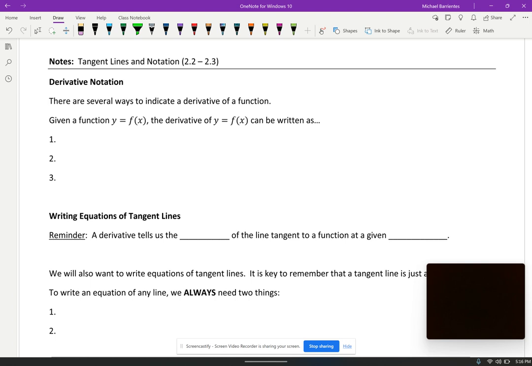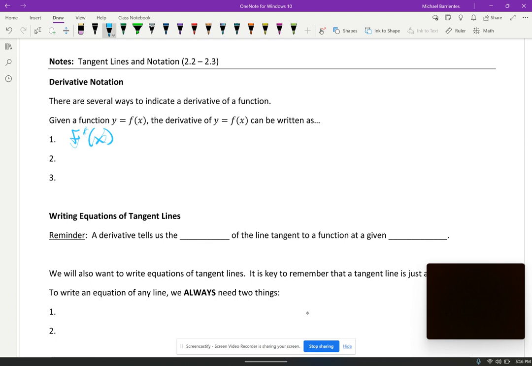Make sure that you go back to the other video to recall that there's several ways we can ask you to find the derivative, right? These are the most common ways. I could ask you to just find f prime of x. F prime of x, that's the symbol for finding the derivative at a specific x value.